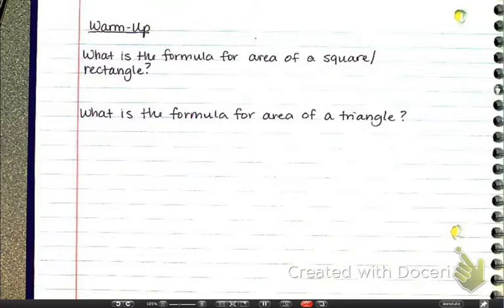Now, because you're multiplying, if you mix up the base and the height, you're going to be okay. Because what's 2 times 3? And what's 3 times 2? 6. So it doesn't matter in which order you multiply.